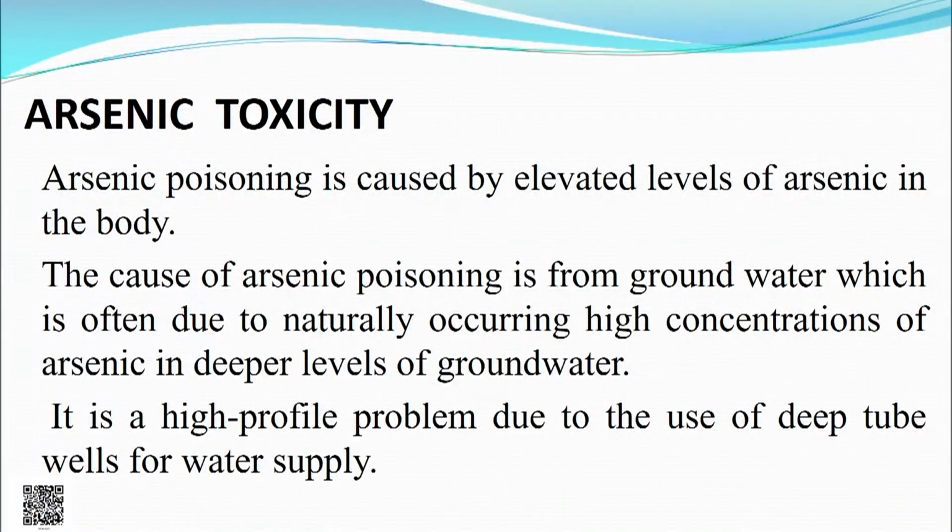Now we move to the next toxicity of heavy metal, that is arsenic. Arsenic poisoning can occur through various sources, primarily from contaminated groundwater, industrial processes and certain foods. Arsenic poisoning is caused by elevated levels of arsenic in the body. The cause of arsenic poisoning is groundwater, often due to naturally occurring high concentrations of arsenic in deeper levels of groundwater, and it is a high profile problem due to the use of deep tube wells for water supply.